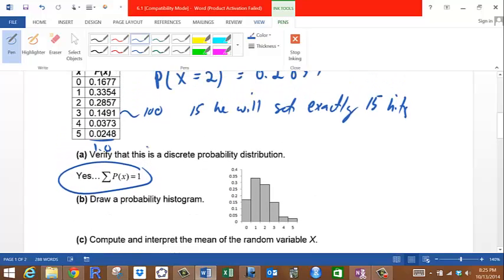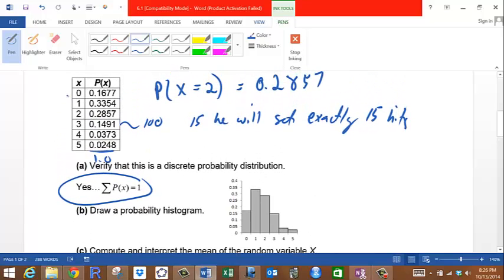Now part B says draw a probability histogram. All there is to doing this is just list out the values of x. So I have done that here: 0, 1, 2, 3, 4, and 5. And then the heights we'll just draw to the probability. So at 0, we're at 16%, which is right here above 15%. And then at 1, we're at 33%, a little more than 33. And then we'll just draw that on down.